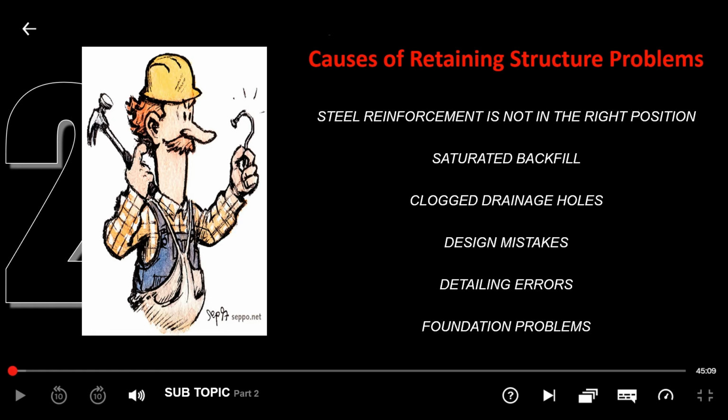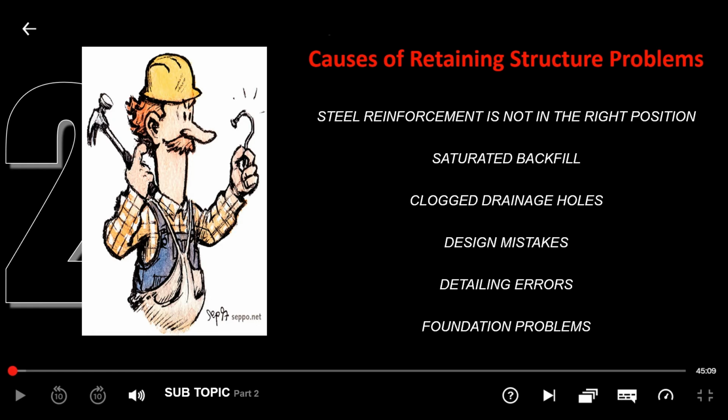Second, saturated backfill. If groundwater is allowed to accumulate, the backfill becomes saturated. Poor backfill material containing clay can swell and increase pressure on the wall. Third, clogged drainage holes. Drainage holes do not leak water because they become clogged when there is no filter layer.